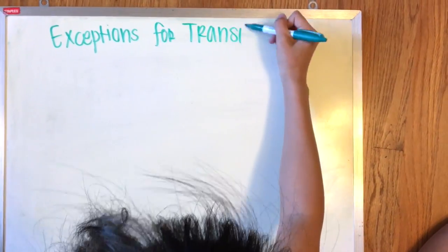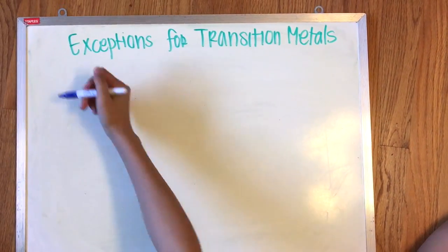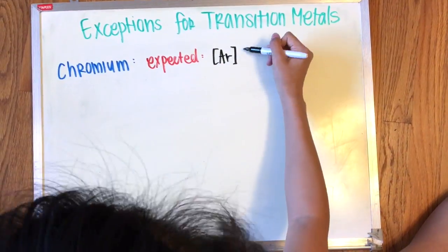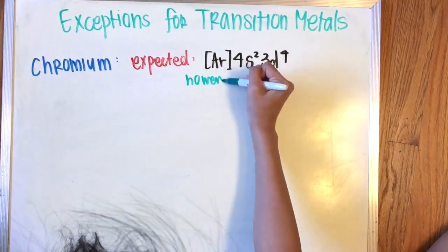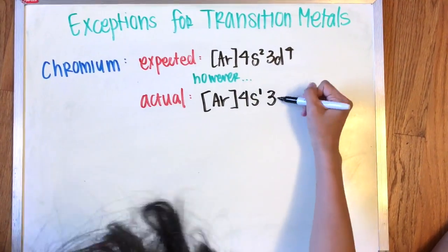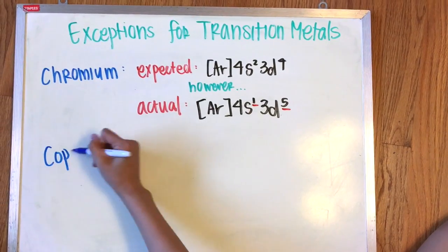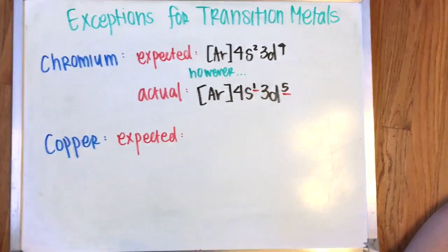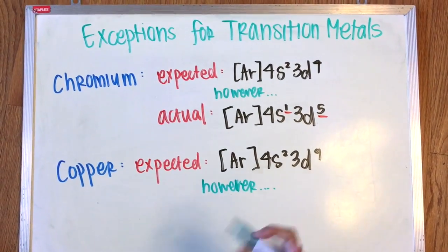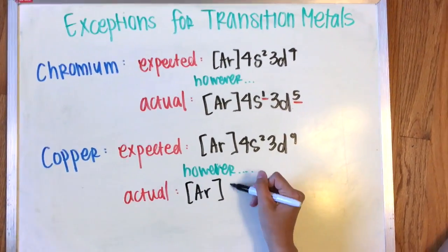Transition metal electron configurations always include a d orbital. However, there are some exceptions to writing their electron configurations. Whenever an element has a d9 or d4 electron configuration, they take one electron from their previous energy level and add it to the d orbital. The examples given are chromium and copper.